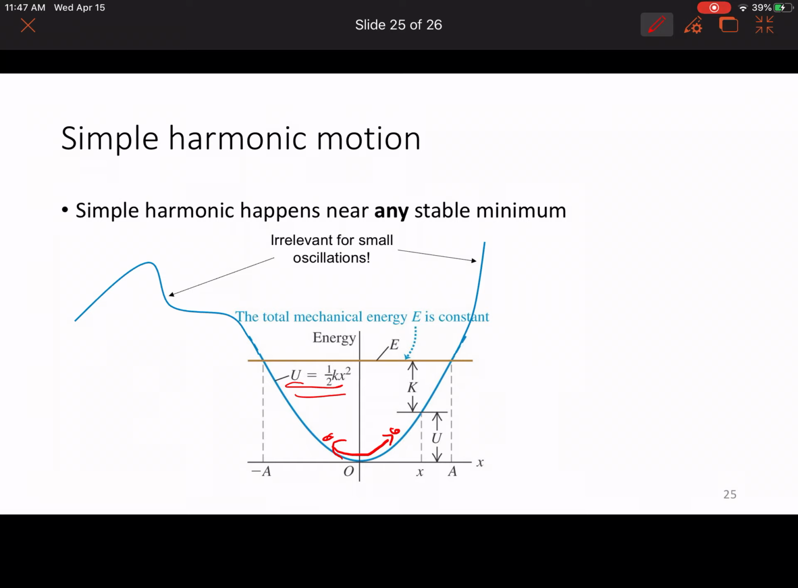It happens near any stable minimum. And what we're going to do next is we're going to put a little calculus to this claim. We're going to figure out the relationship between the oscillations and, it turns out, the second derivative of the potential energy. And then we're going to use that to motivate many different examples of simple harmonic motion. So pendula, physical pendula, other things like that. And even at the end of the day, we'll solve for a ball in a bowl, which is a completely general example of simple harmonic motion.